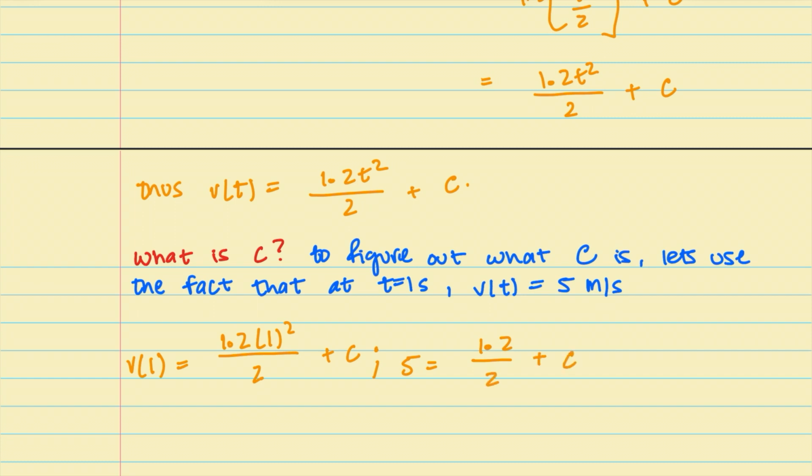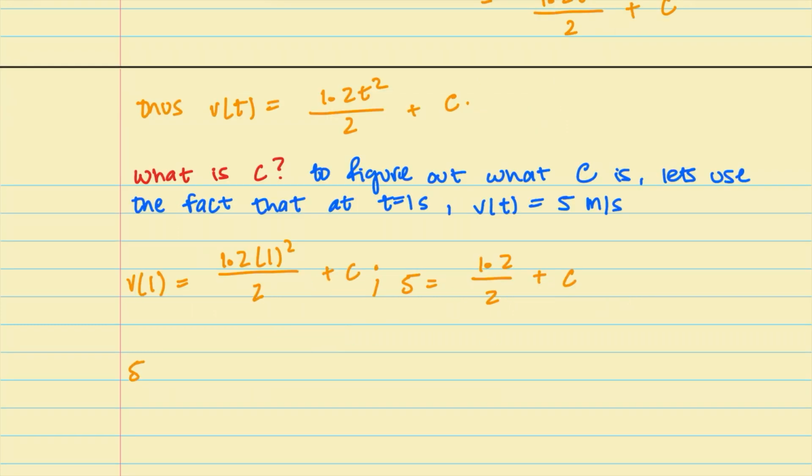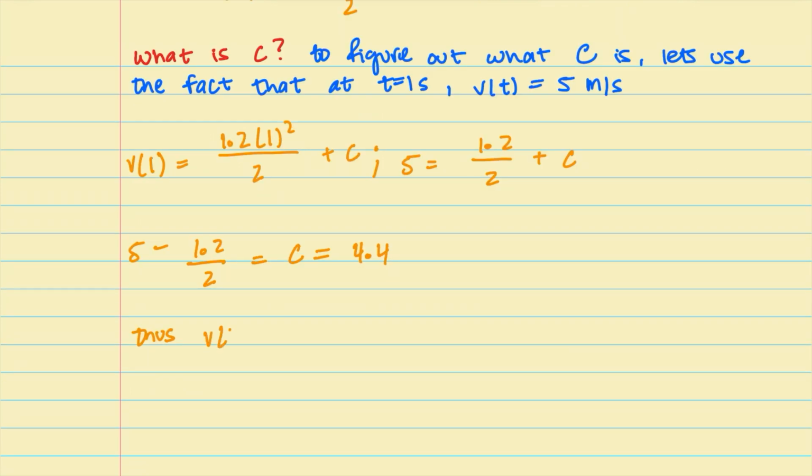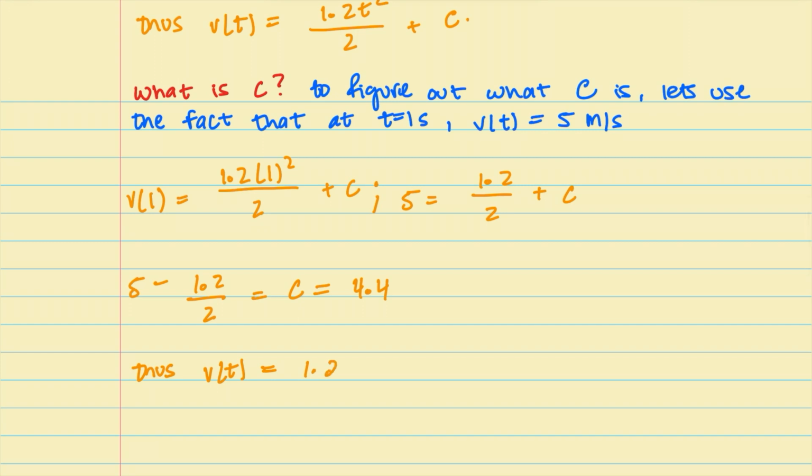Now to solve for c, let's move 1.2 over 2 to the other side, and we'll get 5 minus 1.2 divided by 2 is equal to c, which simplifies down to 4.4. And so now that we have our value for c, our velocity function becomes 1.2t squared divided by 2 plus 4.4.